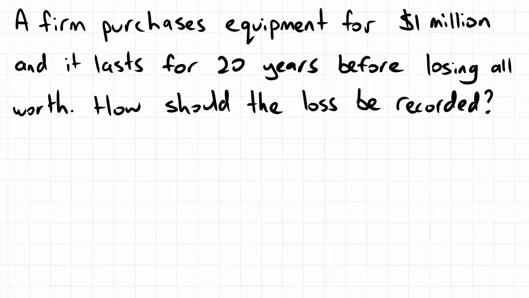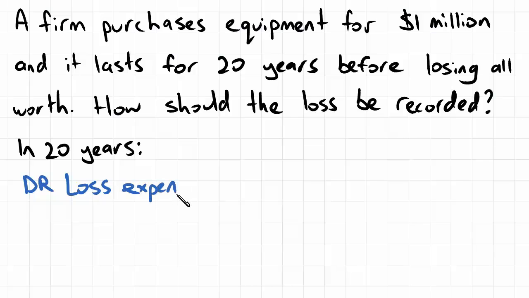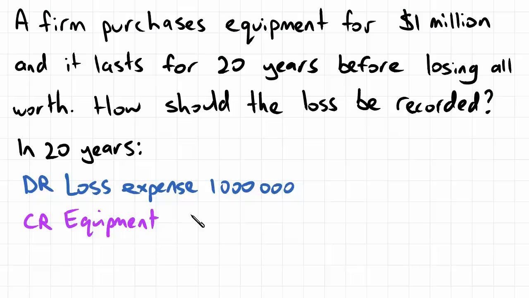The simple way to do this would be, in 20 years, when it stops being useful, so when it breaks down or whatever, we would record a debit of, we'll say, a loss expense, because we're certainly not going to debit assets or liabilities, for $1 million. And of course, simultaneously, we'll credit equipment for $1 million. So that would be the simple way to approach the problem.